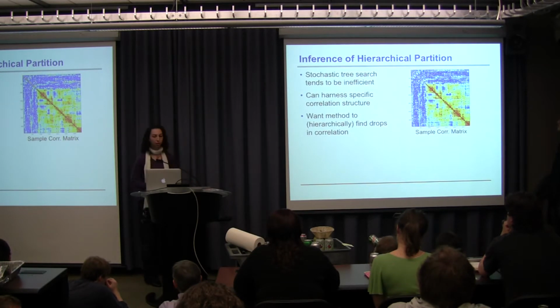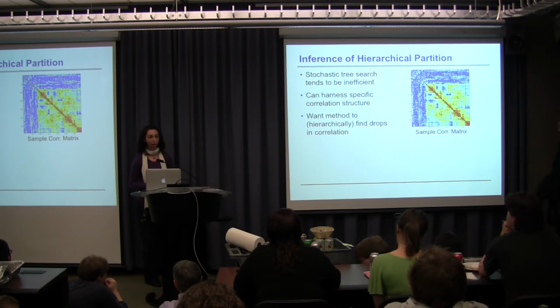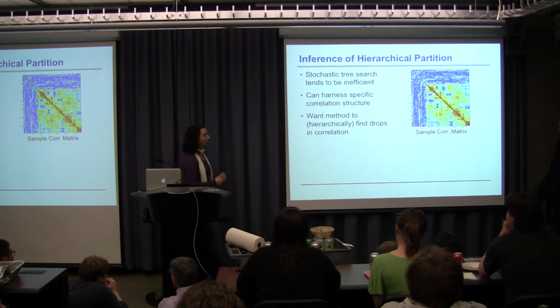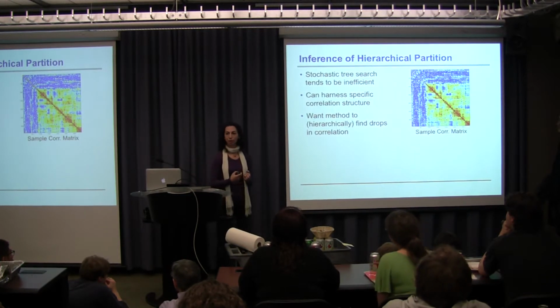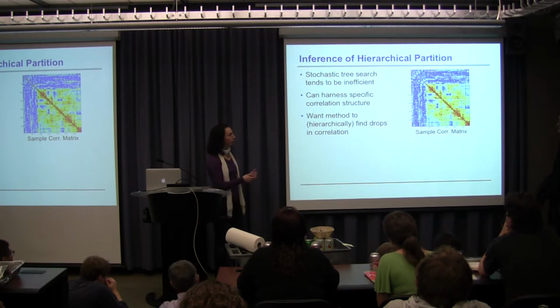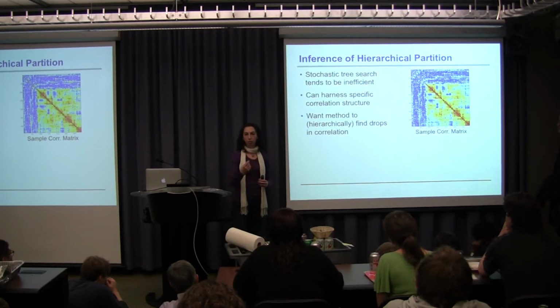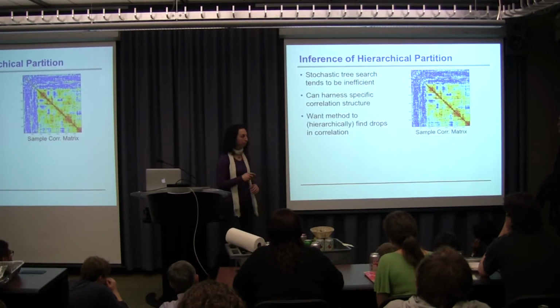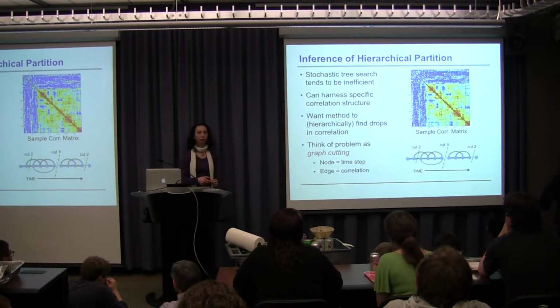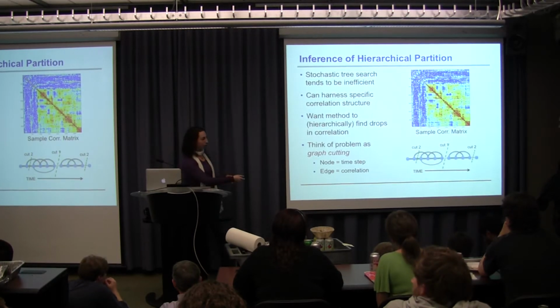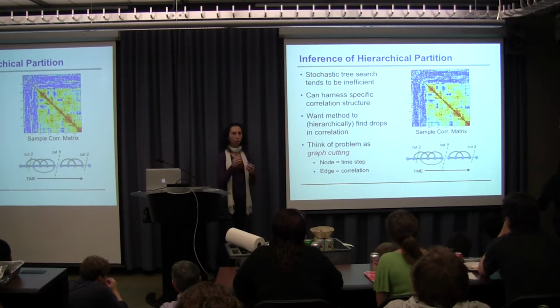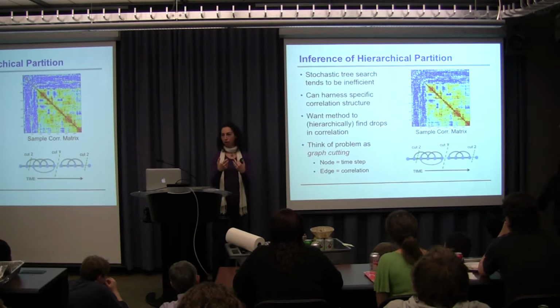Okay, well in general, stochastic tree search tends to be rather inefficient. But here we can harness the very specific correlation structure induced from this multi-resolution GP. And in particular, what we want is a method that hierarchically looks for drops in correlation in order to propose our partition points. So we can think of this as a graph cutting problem, where every node in the graph represents a different time point, and the weights of these edges correspond to the correlation between the observations at these different time points.